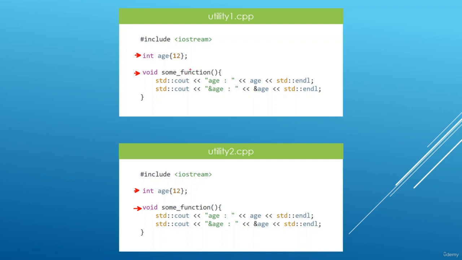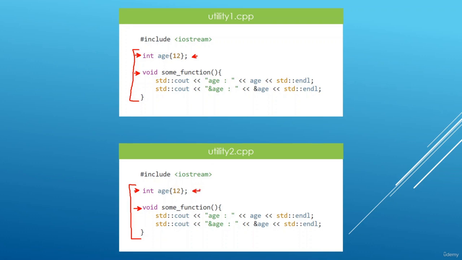If you do this, you're going to get redefinition errors, be it a compiler error or a linker error. But sometimes you really want to do this. Suppose we have a setup like this. We have a variable age and we have a function, some function, and we want these to show up in different translation units, just like this. And we want, for example, the values we have in the age variable here to be the same.